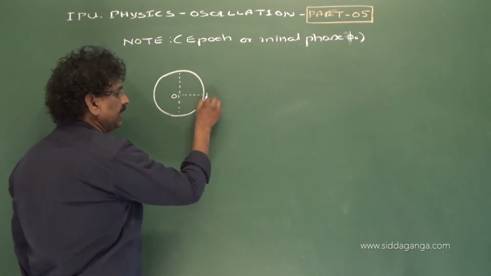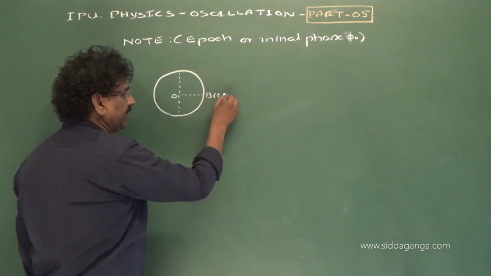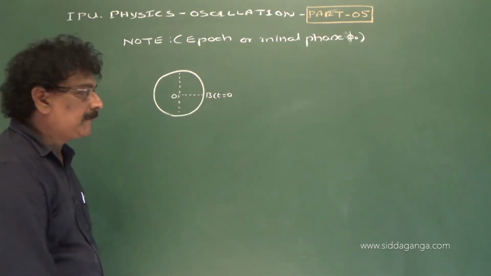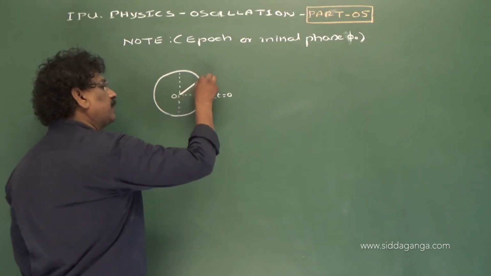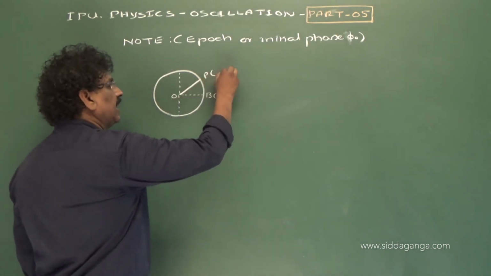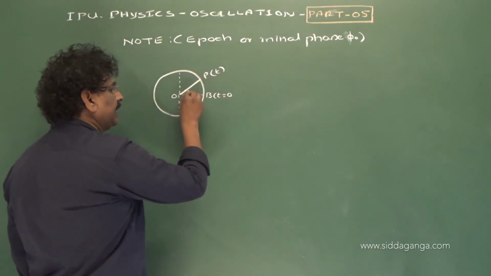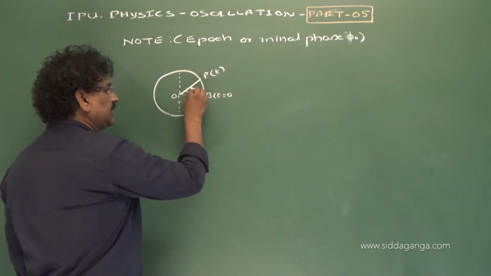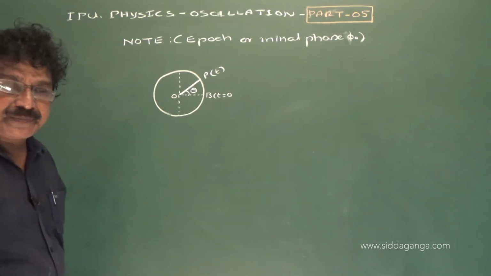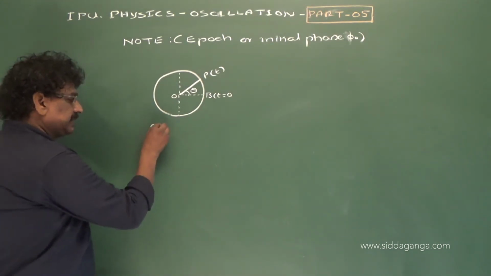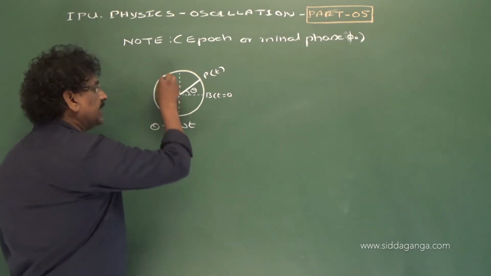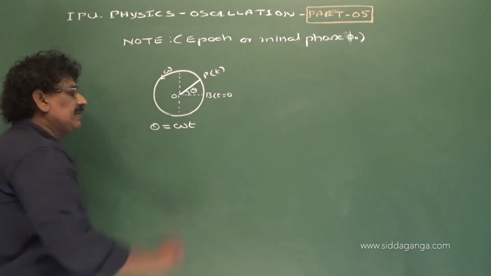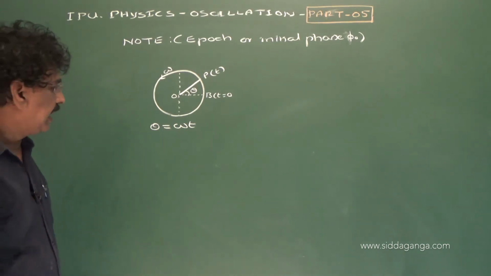When the particle is at B at time t equal to 0, then we have the position of the particle at time t, then this is theta. Then this theta is equal to omega t, if the particle is moving with angular velocity.